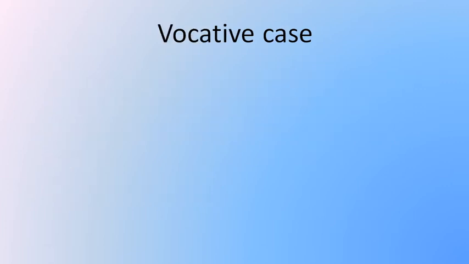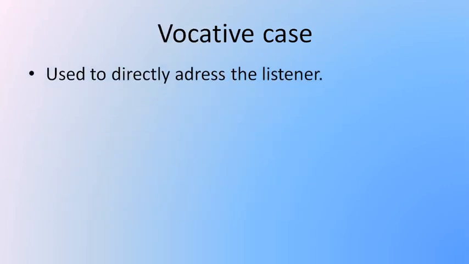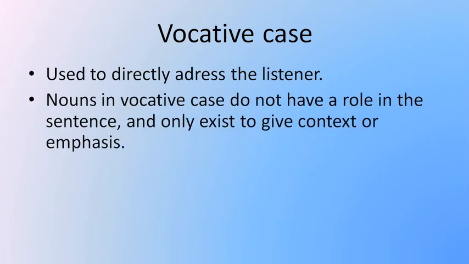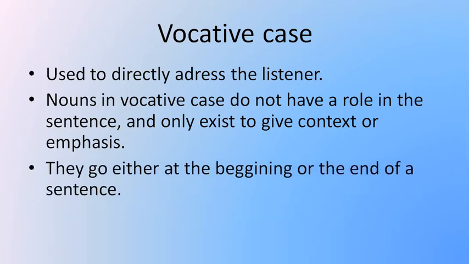Anyway, vocative case is next, which is used to directly address the listener, and they do not really have a role in the sentence. They are only used for context or emphasis. They also must appear at the very beginning or at the very end of a sentence. So, for example, we have Philo farlae con tuo, meaning son, I am talking to you. So the o or e suffix has to be added, like in the word philo.